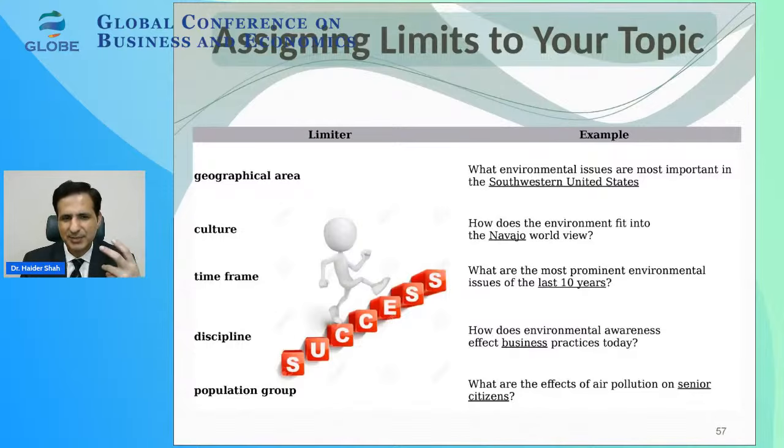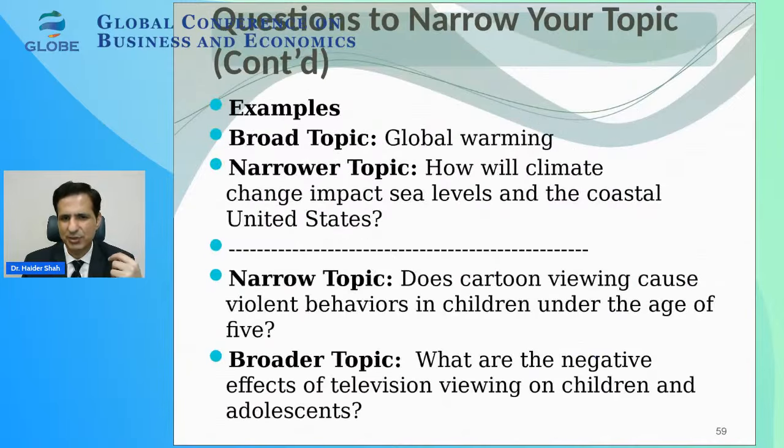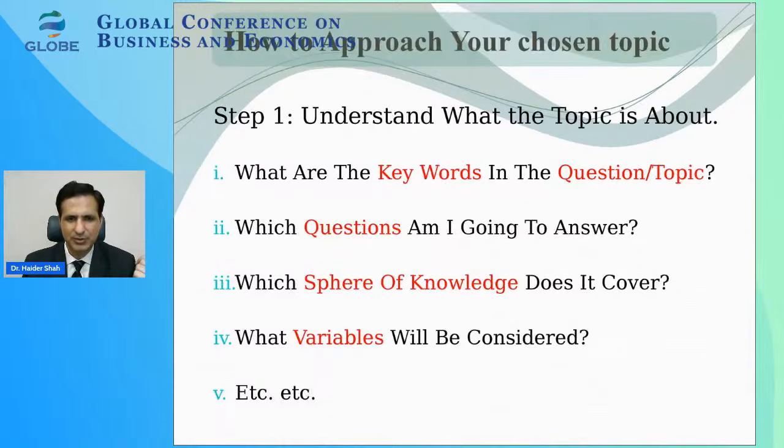So these are the limiters, as we just described. We can limit our topic based on geography, culture, time frame, discipline, and population group. This is how we can narrow down the topic, and this is another example of narrowing a broad topic: from global warming, how will climate change impact sea level on the coastal United States. This is how we can narrow down any topic.